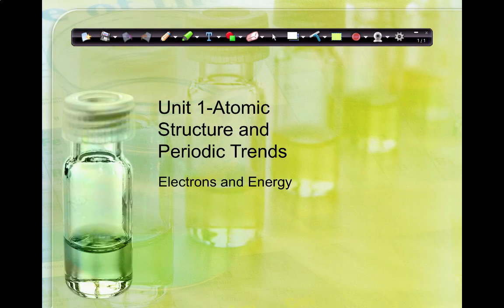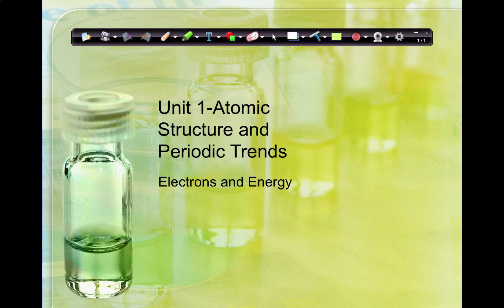Alright guys, so we are going to be talking about electrons and how they deal with energy. So how are they related to energy? Now, we've talked about what an atom looks like. We know that we have the nucleus in the center, and then we have the electrons that are orbiting around the nucleus. Now, why do they do that?